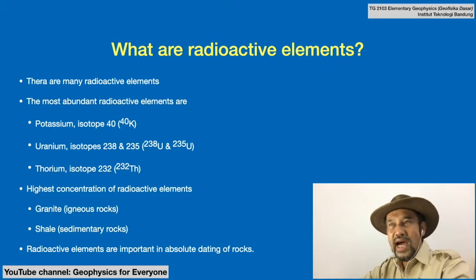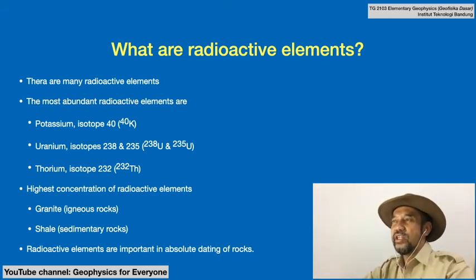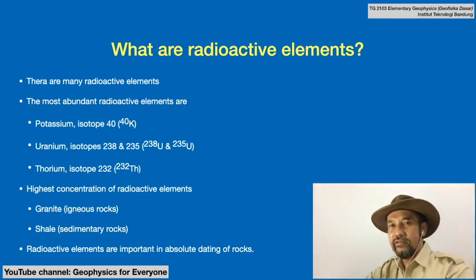So, what are the radioactive elements? Actually, there are numerous elements that could be considered radioactive. Many of the heavier elements could be considered radioactive elements. But the three most abundant radioactive elements are potassium, uranium, and thorium.